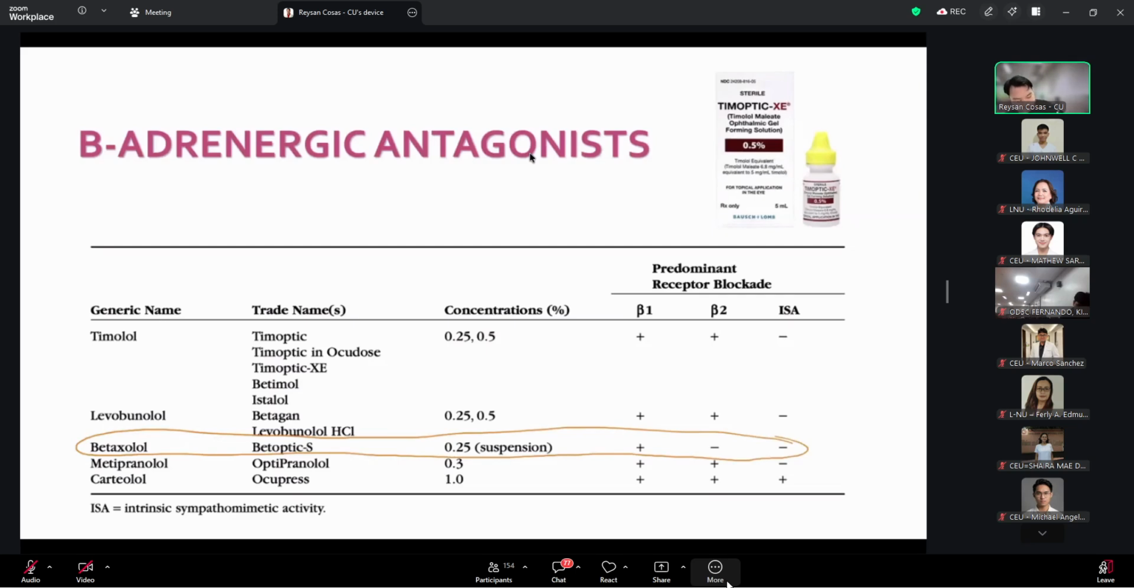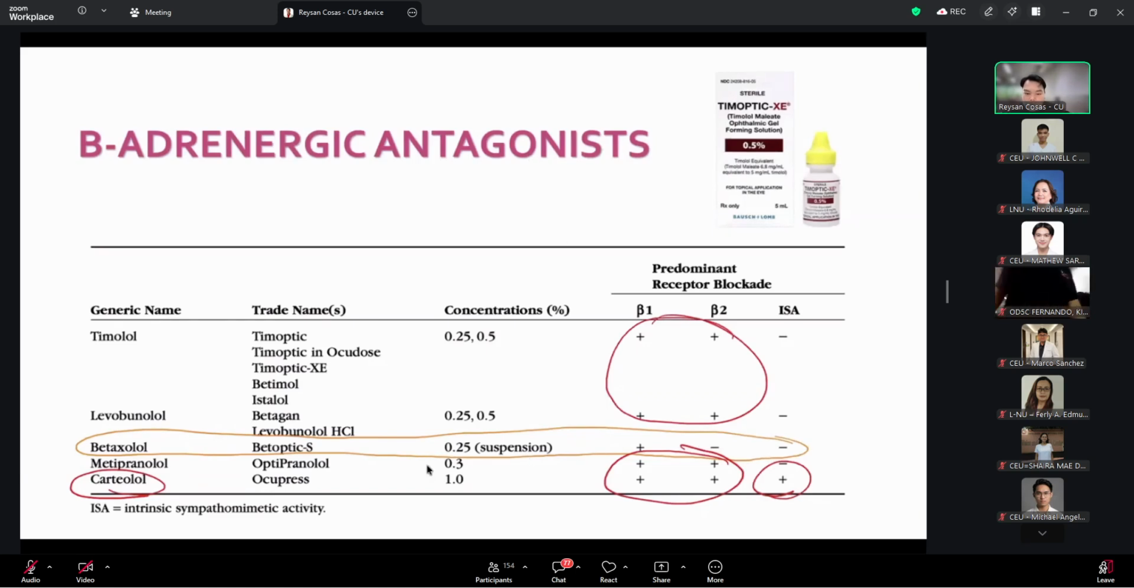Highlight natin. Because they have affinity on both beta 1 and beta 2. Okay. And then the other one, which is highlighted, is a partial agonist because it has intrinsic sympathomimetic activity or ISA. So binanggit ko na po what does ISA mean, right? So these types of beta blockers, they have the advantage of lesser side effects than other beta blockers.